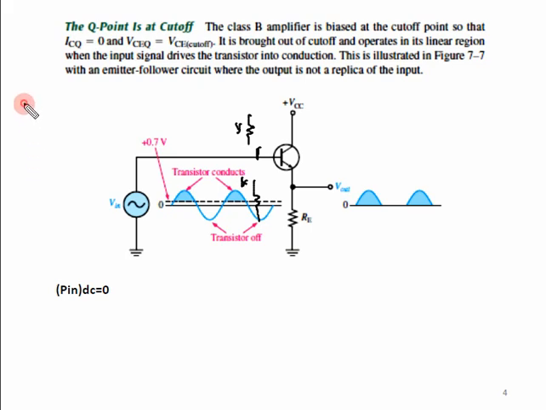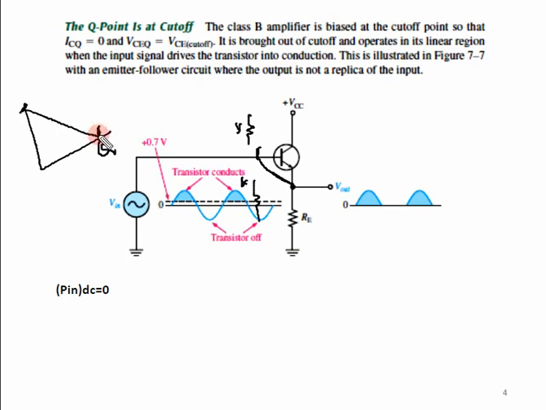It means that if I draw the Q point, there is no biasing, so the base-emitter junction is not in conduction. The amplifier is basically at the Q point, at the cutoff. This is your cutoff, and this is your saturation. So the class B amplifier is always at the cutoff.